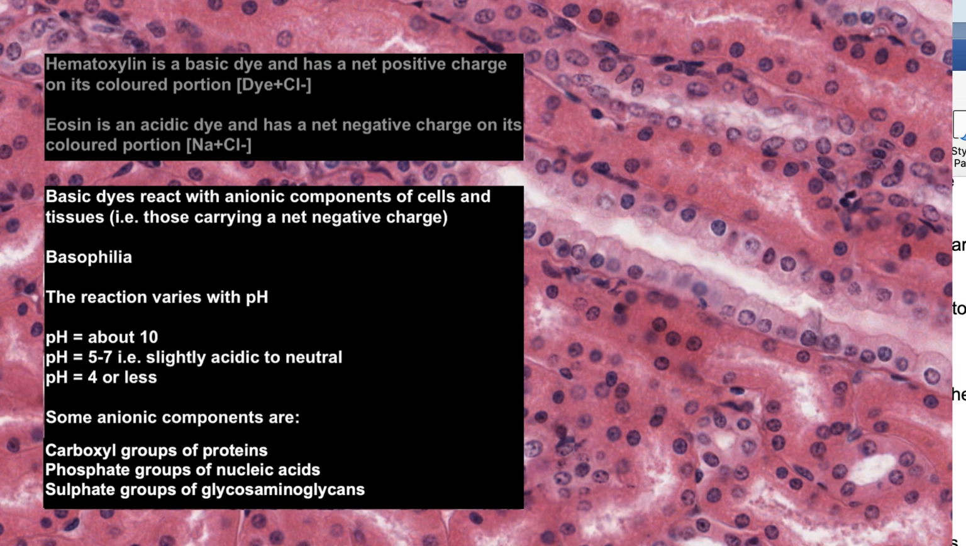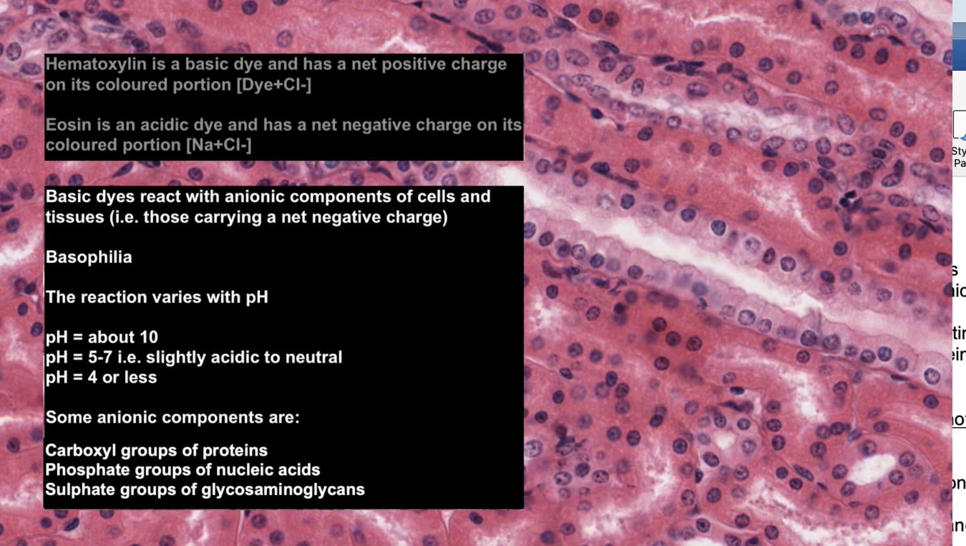If you use a pH of about 10, all those three groups of anionic components are going to take up the basic dye. If you restrict the pH to between 5 and 7, or in other words, it's slightly acidic to neutral, then you're going to only stain phosphate and sulfate groups of components in the tissue or the cells. And if you restrict the pH to less than 4, then you're going to only take up the stain of the sulfate groups.